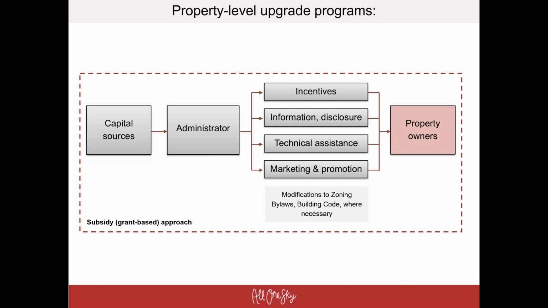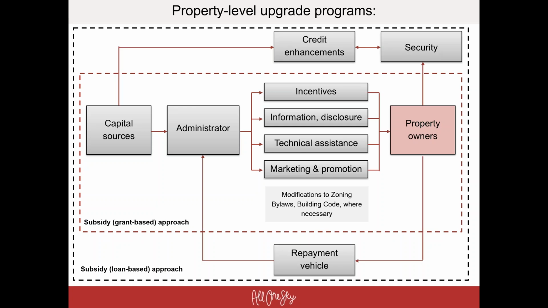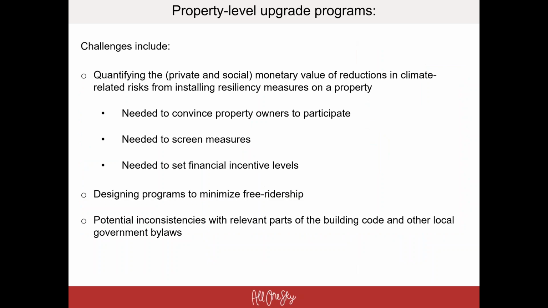The example that's up there is basically a grant-based or subsidy-based program, which might be familiar from the rebates that are offered by utilities for energy efficiency. But there's also another more complicated version of this, which would entail a loan-based program, which adds a few extra elements to allow property owners to repay the loans, and also to provide security to the capital provider. But basically, with regard to these programs, there are models from the energy efficiency world that could be adapted to provide climate adaptation retrofits at the property level.